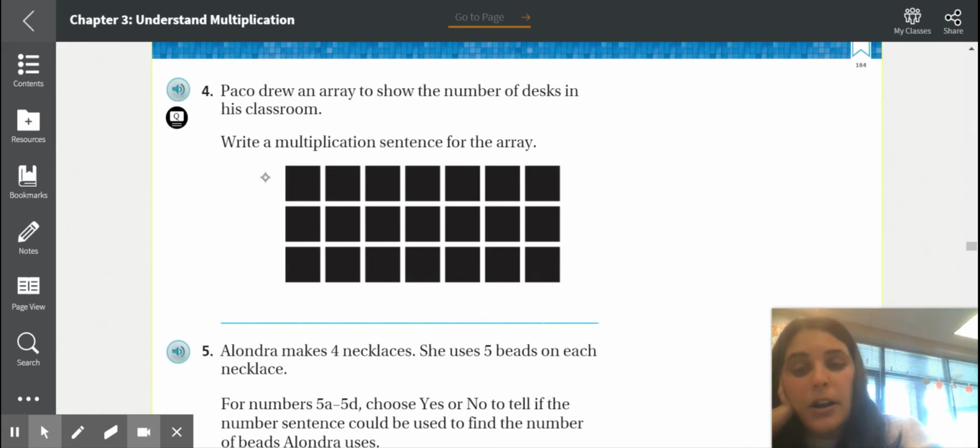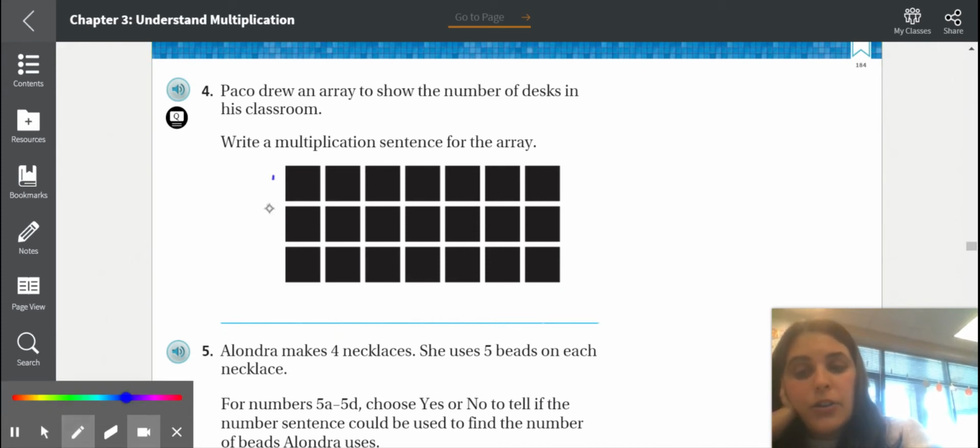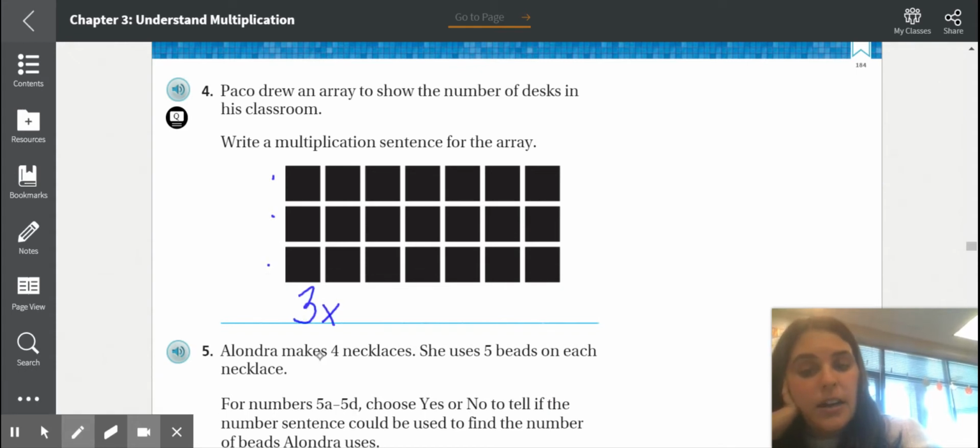We have 1, 2, 3. 3 times, how many are in each row? 1, 2, 3, 4, 5, 6, 7. That's 3 times 7. Okay, on your own, figure out what this total is going to be. I'll give you 10 seconds.